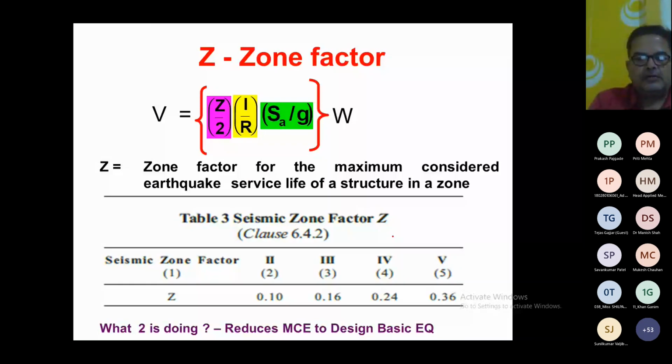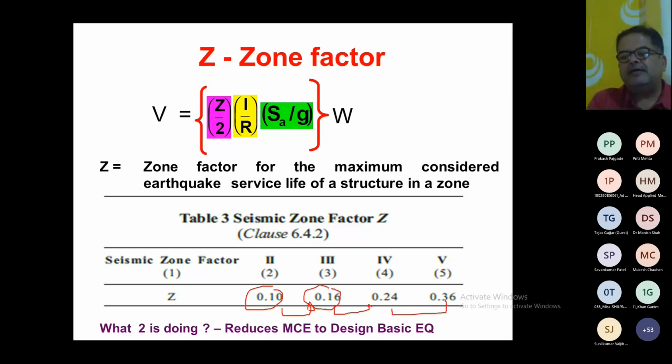For zone 2, the Z value is 0.1. So it depends on the intensity of shaking, right? Seismic zone factor: zone 3, 0.16, zone 4, 0.24, zone 5, 0.36. The first is 0.1, then 0.16, then 0.24, multiplied by 1.5, it is 0.36, right? So zone 5 has the highest value of Z, and zone 2 has the least value.